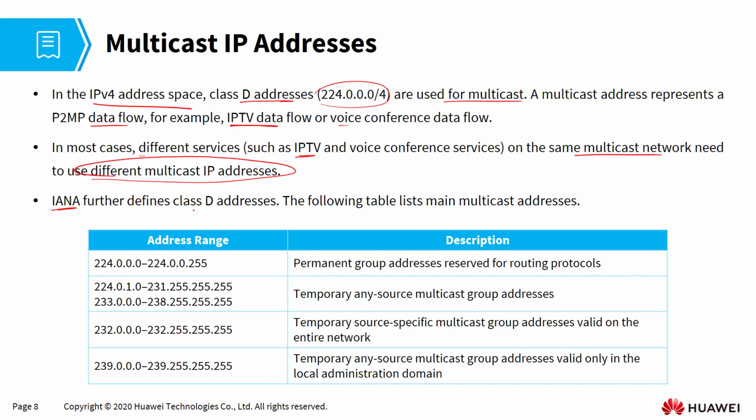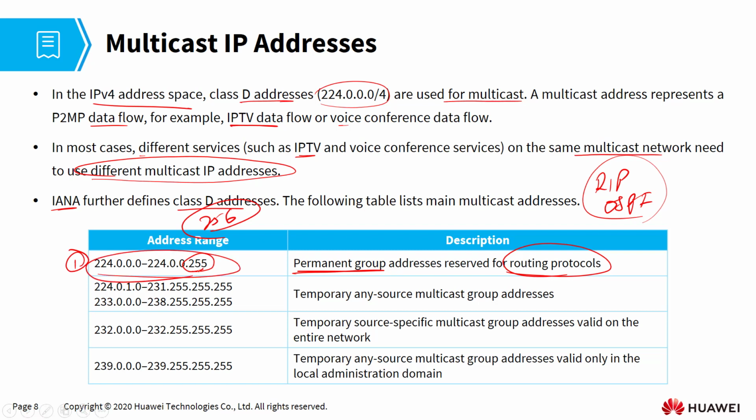IANA further defines Class D addresses by grouping them into the following groupings. The first grouping is 224.0.0.0 up to 224.0.0.255. This is a total of 256 addresses. These are permanent group addresses reserved for routing protocols. So if you know the RIP address, the OSPF address and other protocols that use multicasts, their addresses fall in this range.